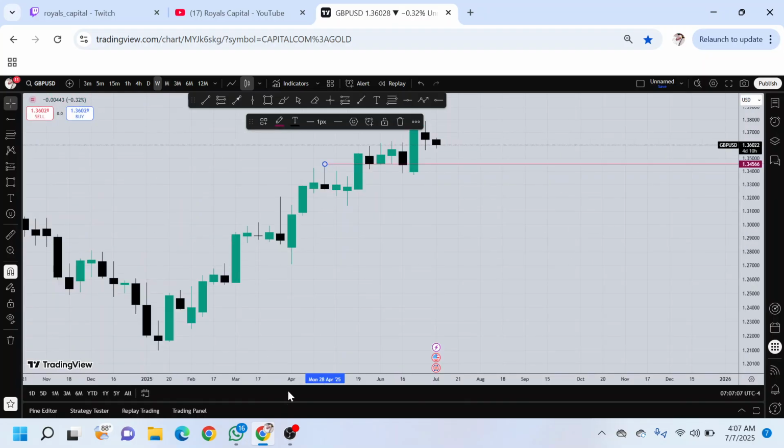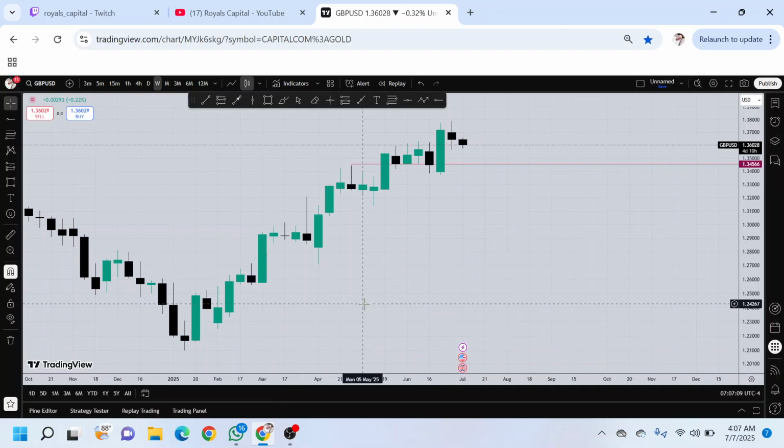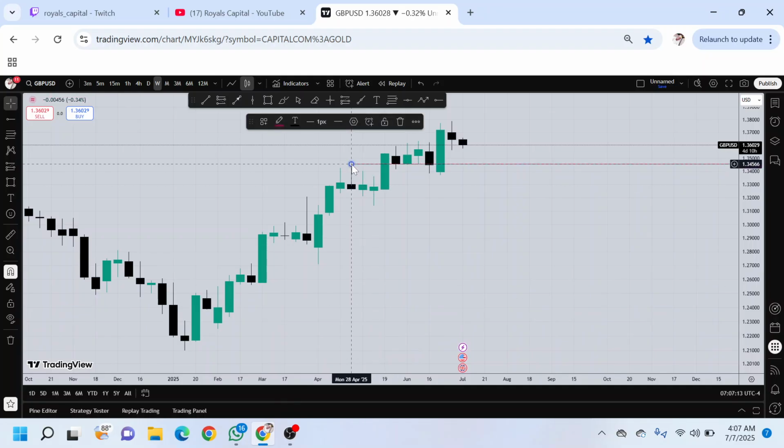Now let's go down to the weekly. This level is nice. Can you see the candles respected here? Even though in the last 2 weeks it gapped down, it still closed above it. So I won't consider this a break. Are you guys feeling me? I won't consider this a break.